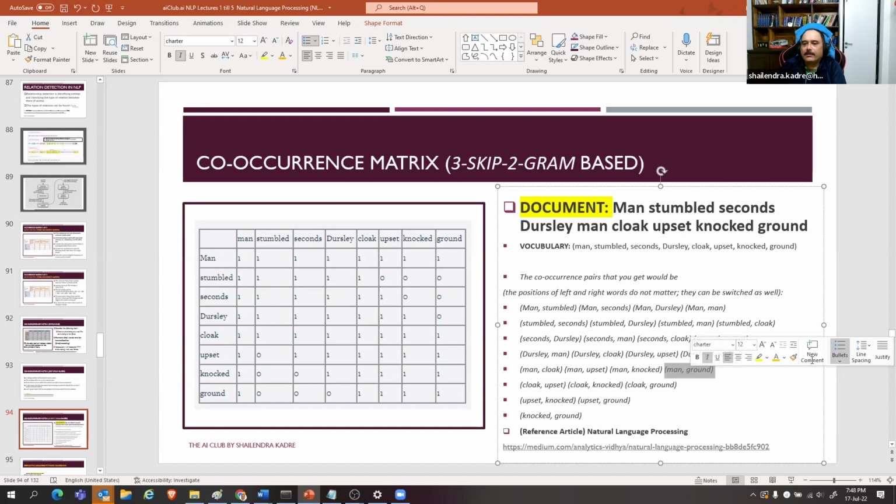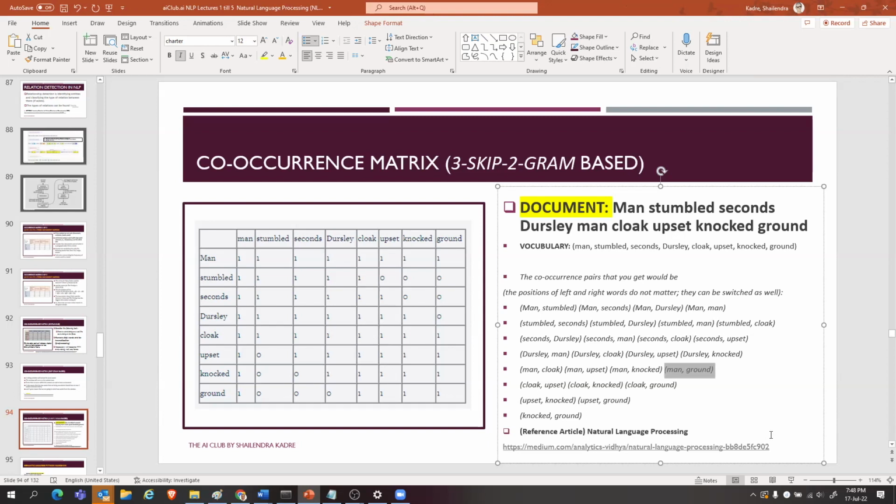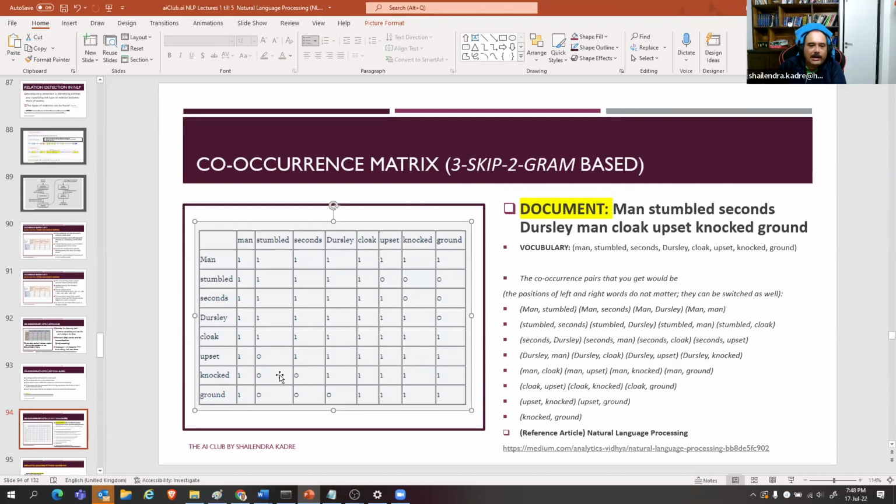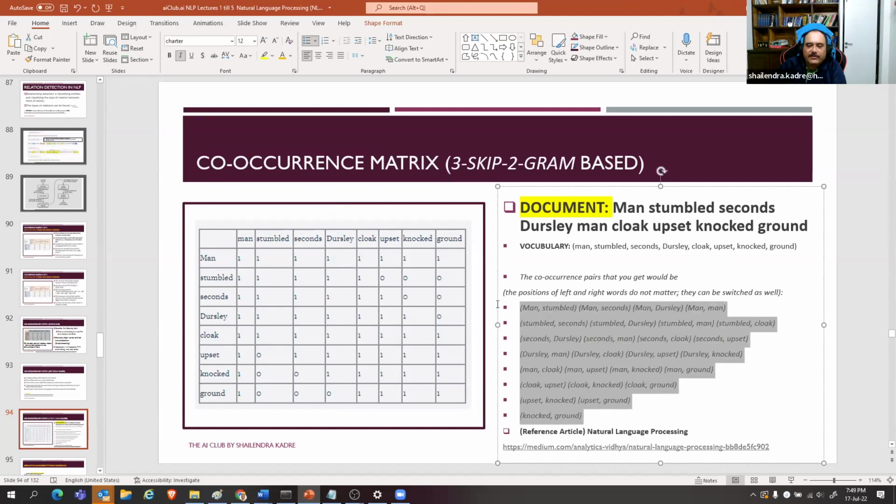Okay. So you have to derive all kinds of relationships. See here, man and ground is there, so that's what we mark 1. But if you see knocked and stumbled, that cell is 0. Knocked on the row and stumbled in the column is 0, so there is no pair which has knocked and stumbled together. That's why it is marked as 0. So this is called a co-occurrence matrix.